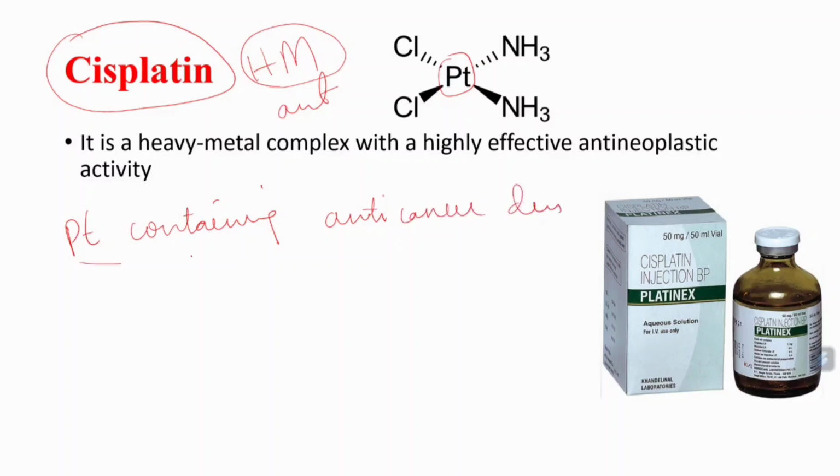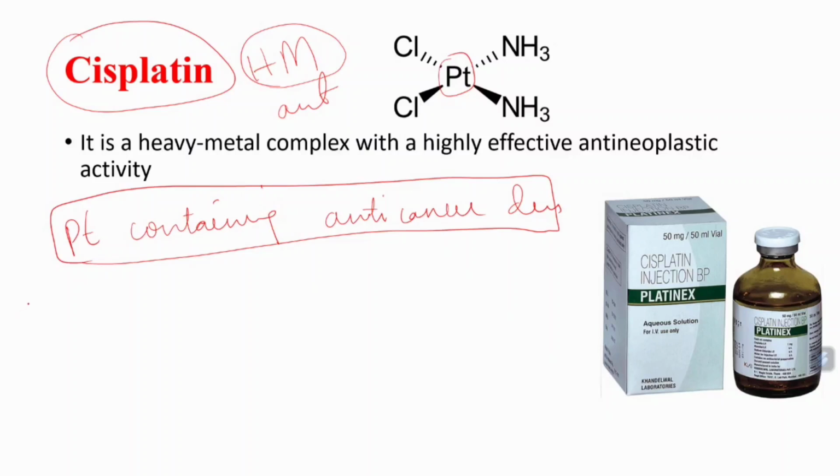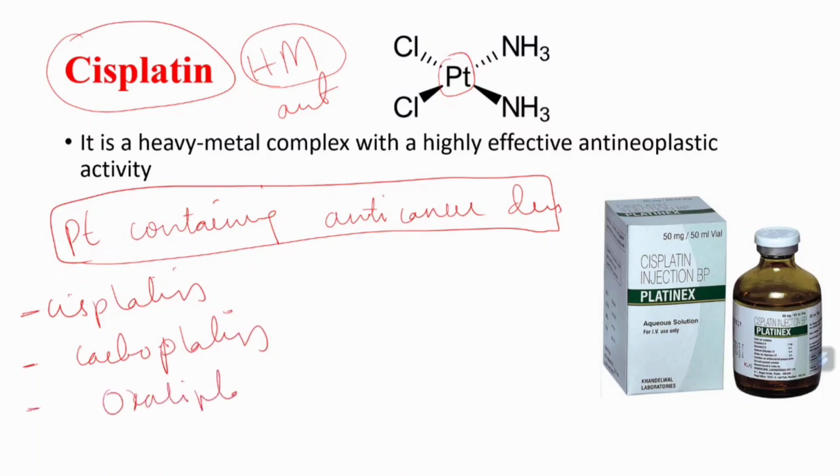drugs. So in platinum containing anti-cancer drugs, we have some examples. The first example is cisplatin. The next example we have is carboplatin. All these compounds contain platinum in their chemical structure. Another example we have is oxaliplatin. So these are cisplatin, carboplatin, and oxaliplatin. These are the best examples of platinum containing anti-cancer drugs.